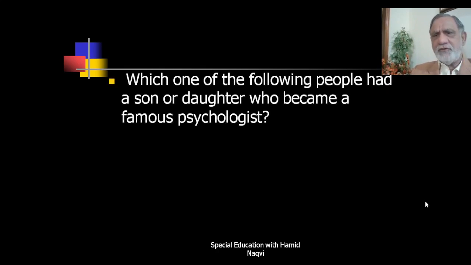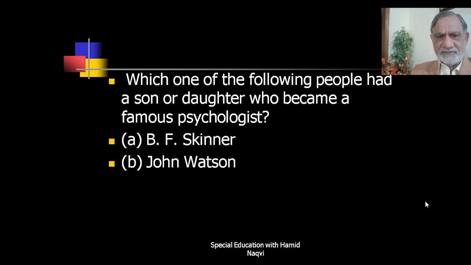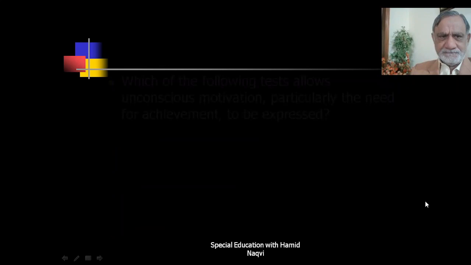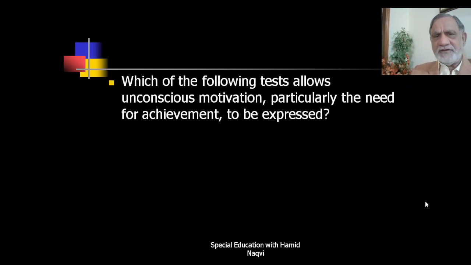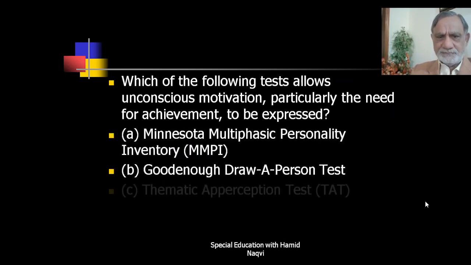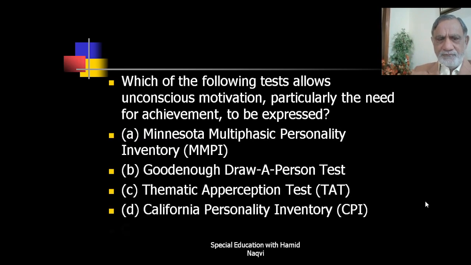Which one of the following people had a son or a daughter who became a famous psychologist? It was Freud. Which of the following tests allows unconscious motivation, particularly the need for achievement, to be expressed? The correct one is C, that is TAT.